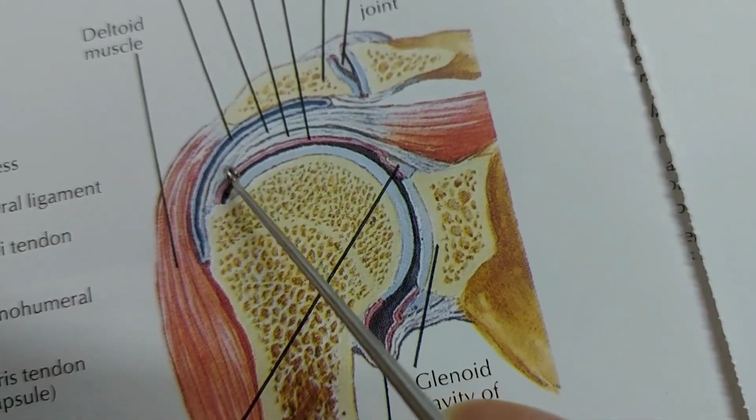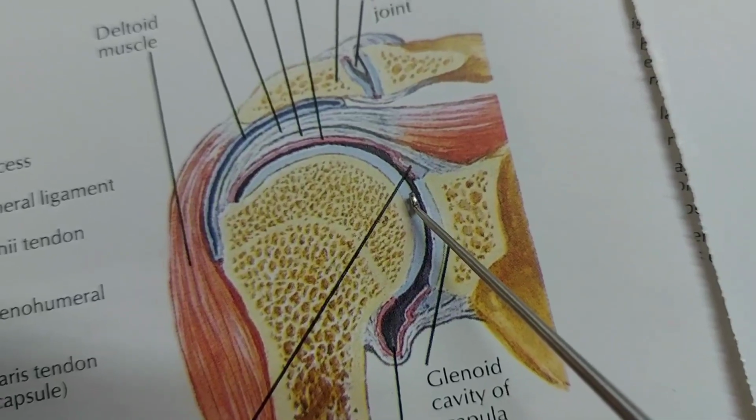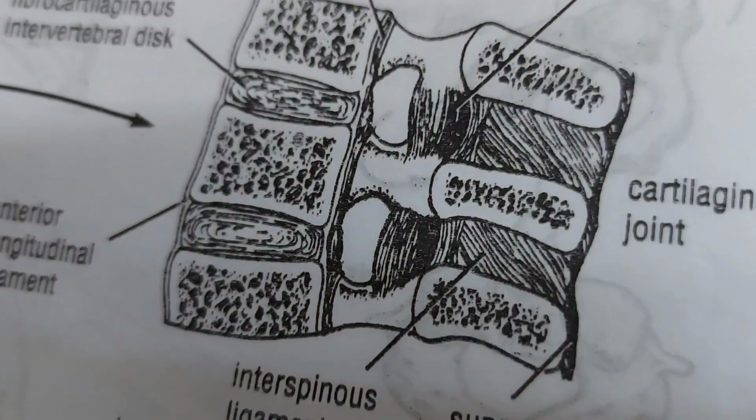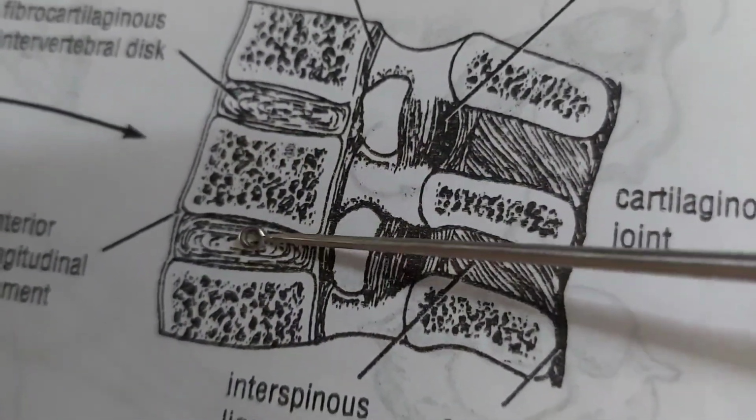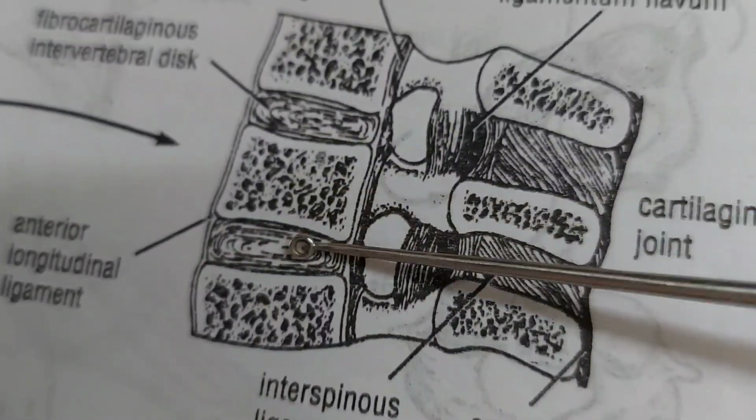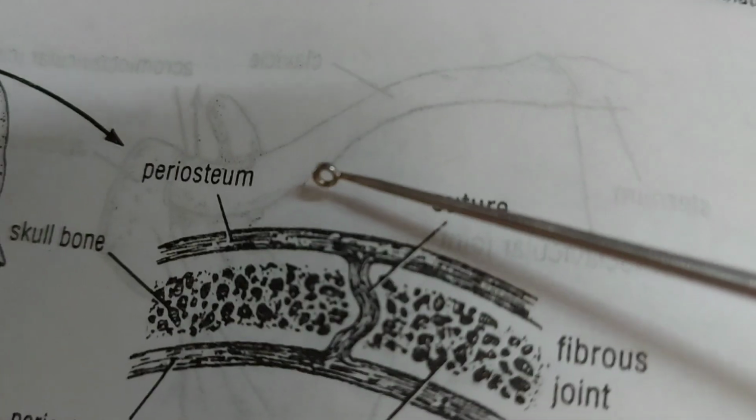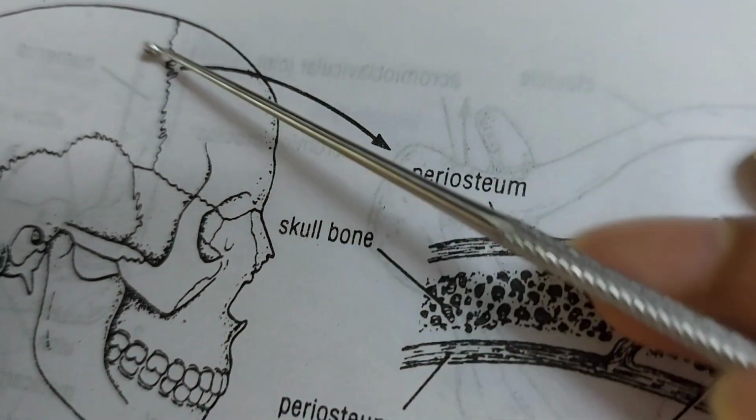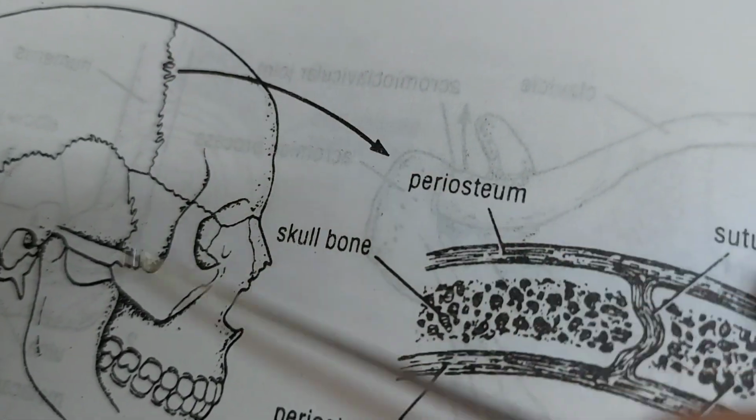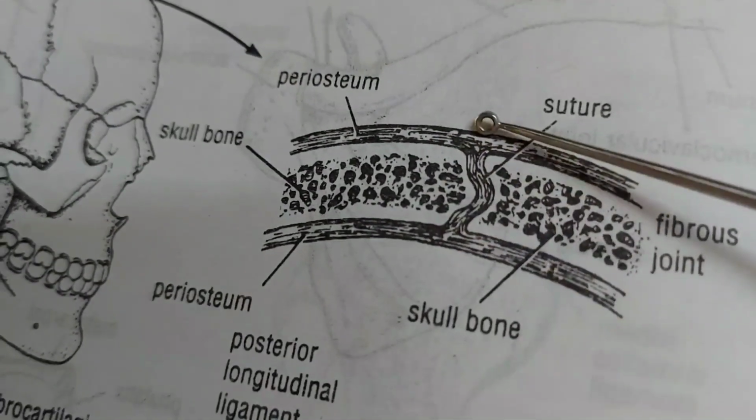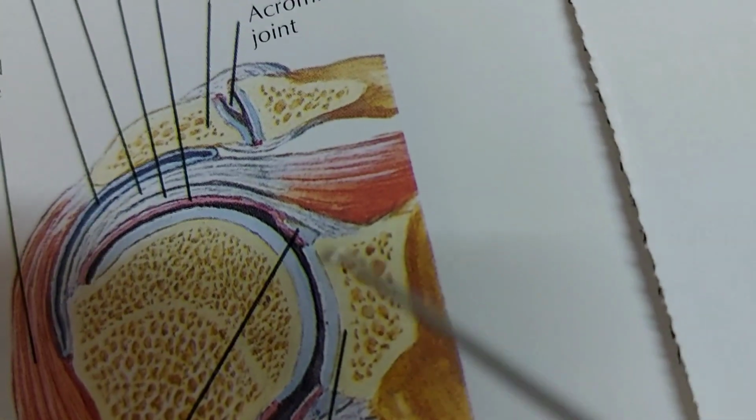This is one form of joint. And sometimes we see this type of joint. Here is a vertebra and here is another vertebra. In between two vertebrae there is cartilage. So this is another form of joint. And sometimes in the skull there is a bone and there is another bone, and in between there is fibrous tissue. So this is the fibrous joint, this is the cartilaginous joint, and this is the synovial joint.